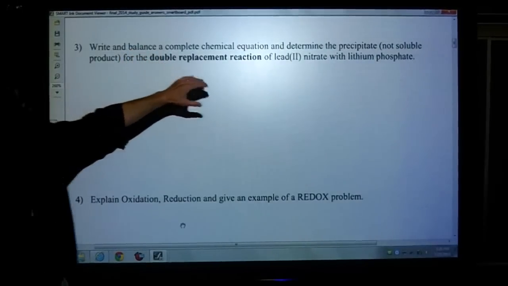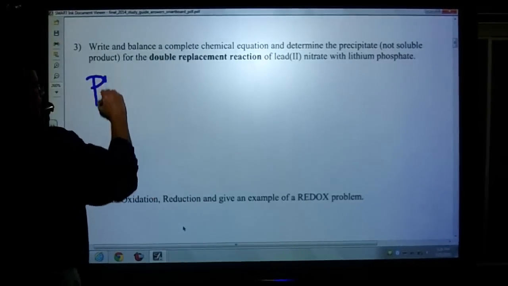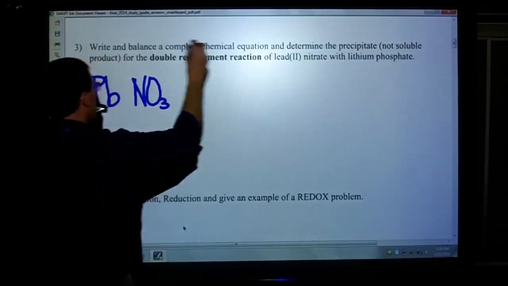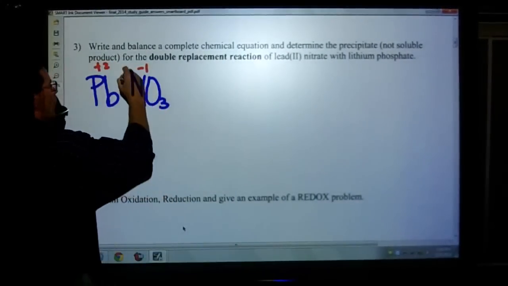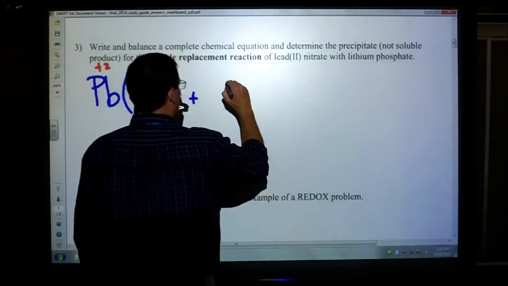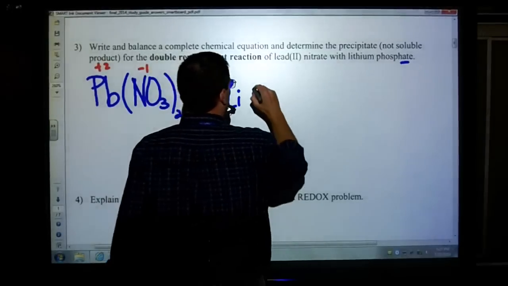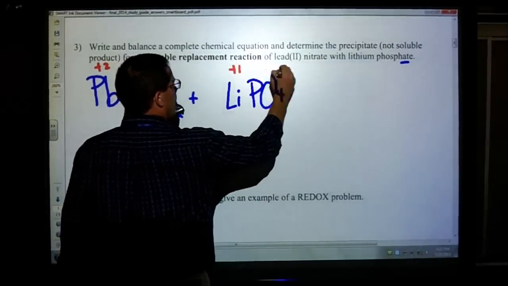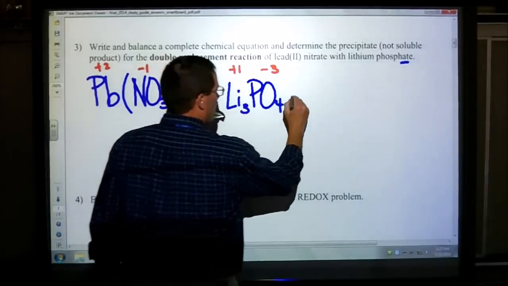So let's see here. Let's start off with the things that we start with. So we have lead-2 nitrate. So lead and nitrate. And since the Roman numeral 2 is there, that means that lead has a +2 charge. Nitrate, I like using nitrate. So it's a -1, that means I need 2 of those. And it's reacting with lithium phosphate, so lithium, Li, and phosphate, again, ends in ATE, you're looking at a polyatomic. So phosphate, looks like that. Let's get our charges. Lithium +1, phosphate -3. That means I need 3 lithiums. Very good.